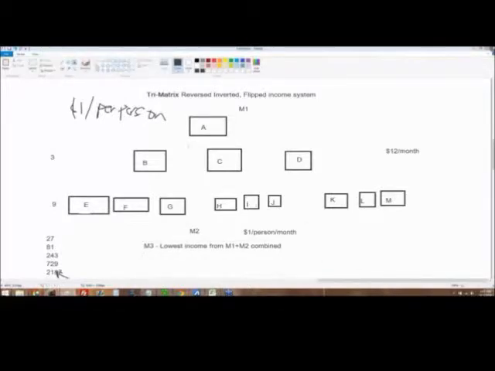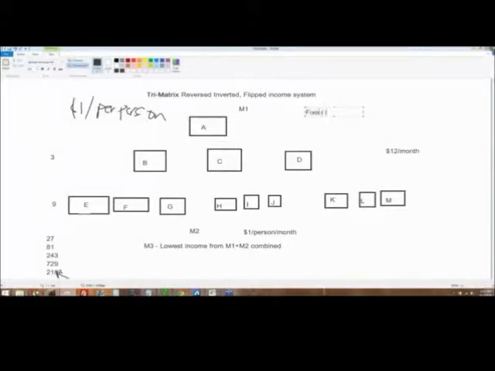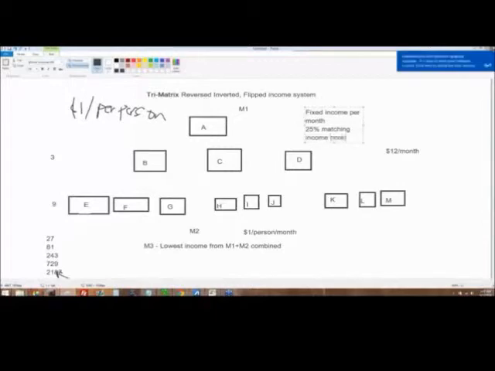Now, the obvious question becomes, what does A then get for referring B? Here's what A gets for referring B. A gets a fixed income per month, just like in DST. When you refer somebody in DST, you get a fixed income per month for having referred them. So fixed income per month is the first thing that A is going to get on B. And then also, A will receive a 25% matching income bonus. So whatever B makes, A is going to get a 25% matching bonus.